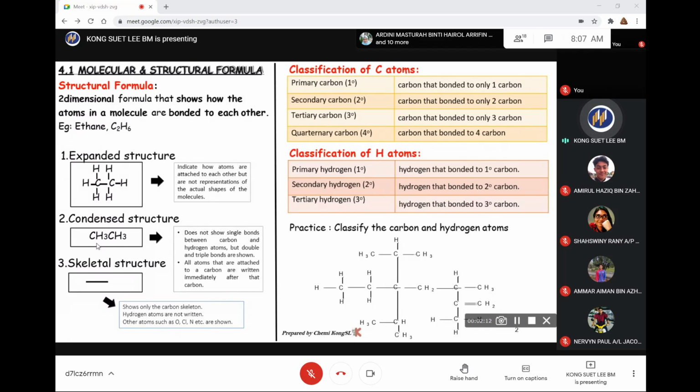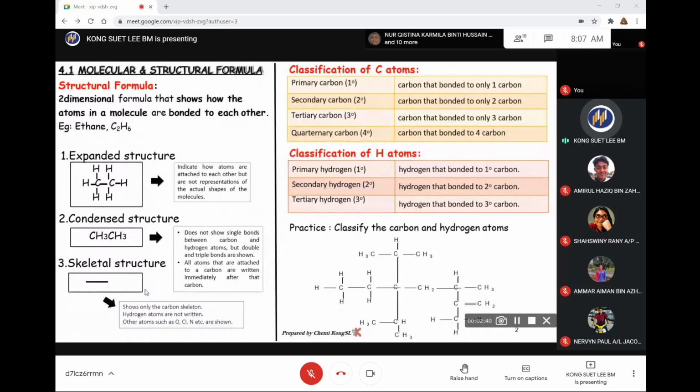And then condensed structure does not show the single bond between carbon and hydrogen atoms. That's why you can't see any bonding here, but double and triple bonds are shown. If there is a double or triple bond, meaning an alkene or alkyne group, you have to show the double or triple bond. All atoms that are attached to a carbon are written immediately after that carbon. So you see CH3, followed by CH3.